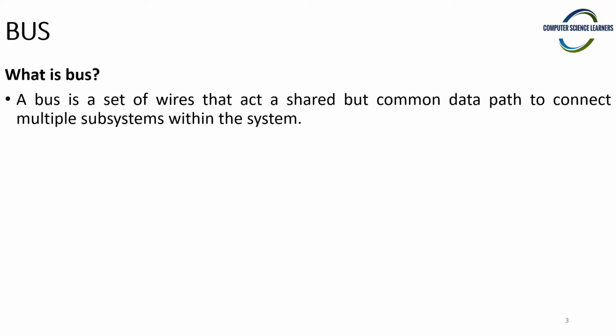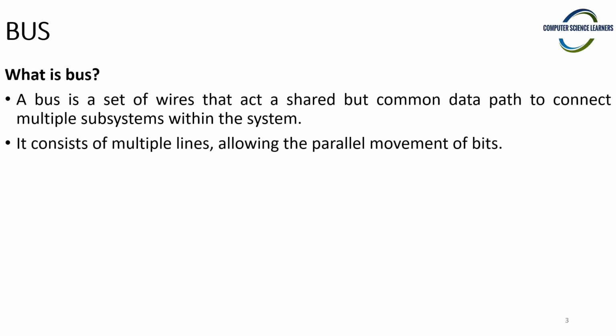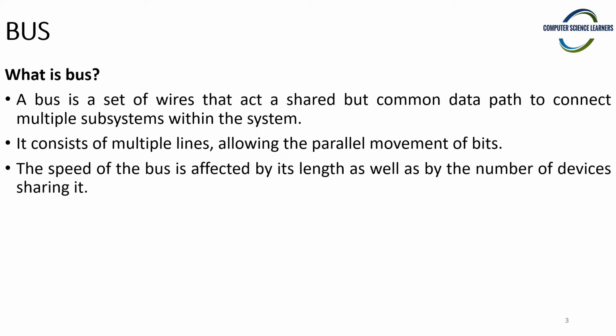So first of all, what is bus? So bus is a set of wires or set of lines that act as a shared or common data path to connect multiple units within the system. The lines in the buses allow the parallel movement of bits that is required for the data or maybe address or control signals. So speed of the bus is affected by its length as well as by the number of devices that are actually sharing that bus, right?